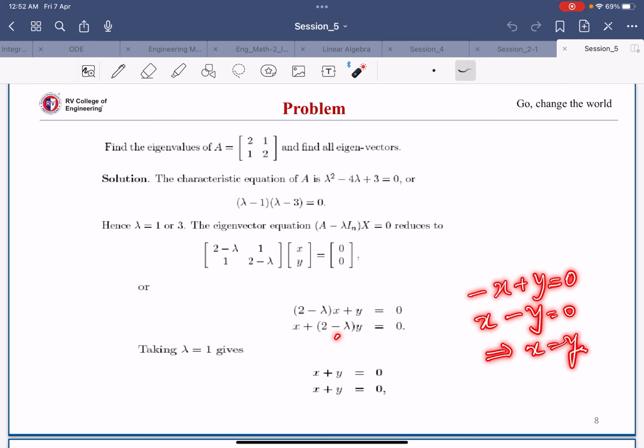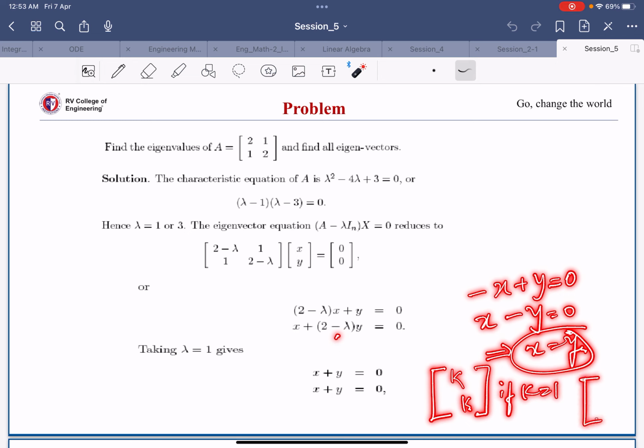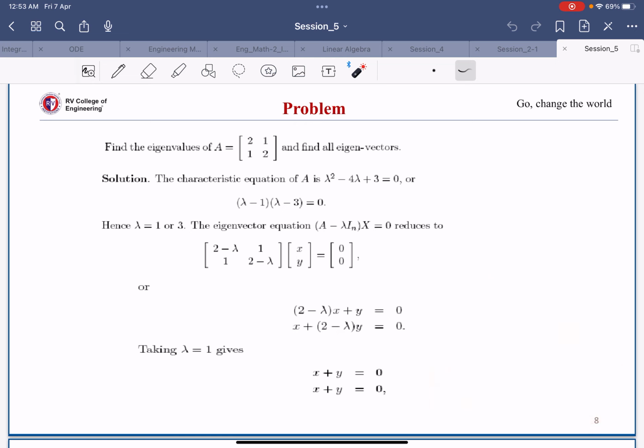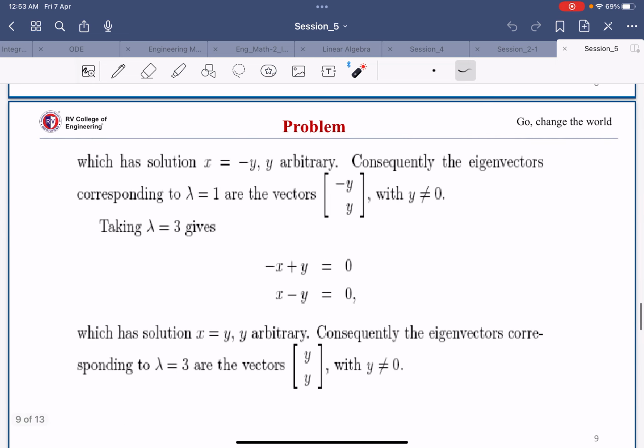So again, I'm ending up with only one equation, whereas I have two unknowns. I need to bring in a free variable. I can either take x as the free variable or y as the free variable. So the eigenvector corresponding to the eigenvalue 3 is, say, if I take y as k or x as k, k k is the eigenvector corresponding to lambda is equal to 3, or if k is equal to 1, for example, 1 1 is the eigenvector. So that's what has been mentioned here.